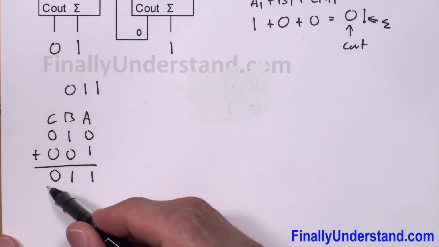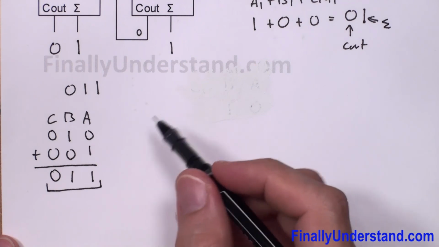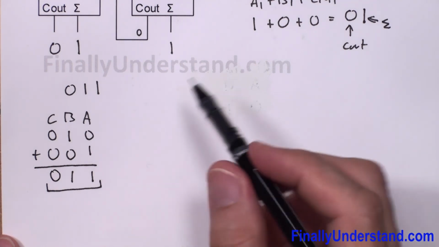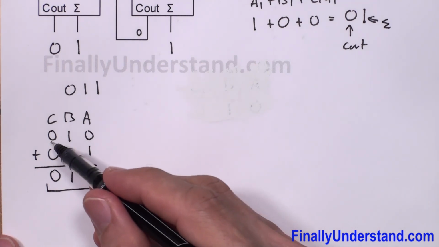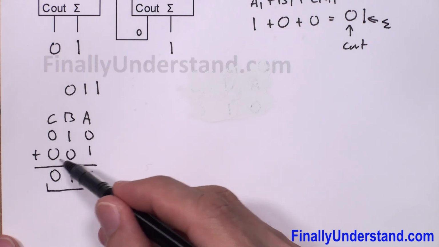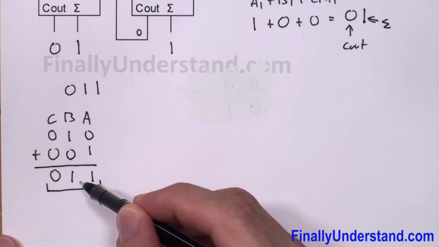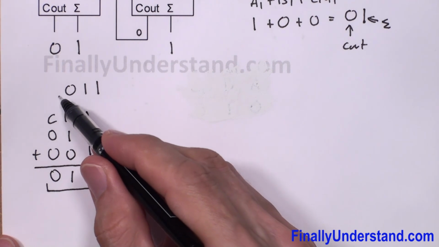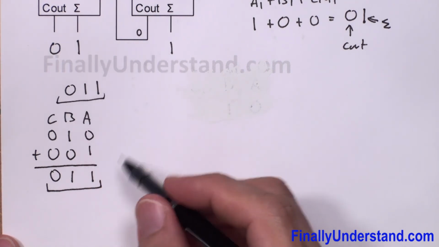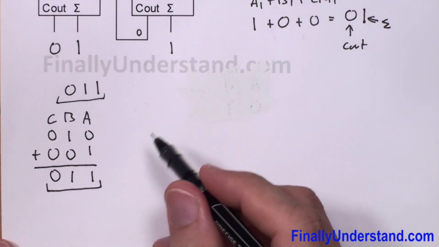So please notice that we obtain 3. And this cannot be different because binary 2 plus binary 1 will give me binary 3. And we obtain 3 from the analysis. So it means that we solved the problem.